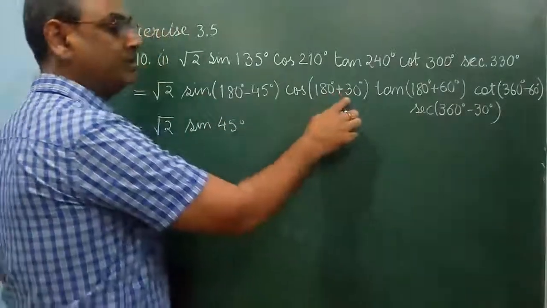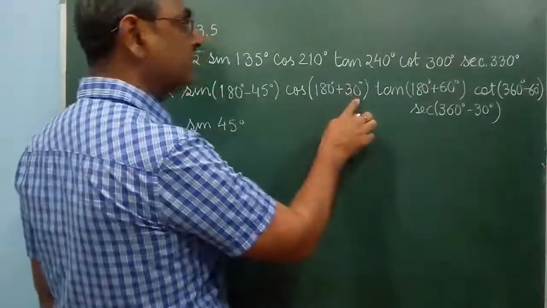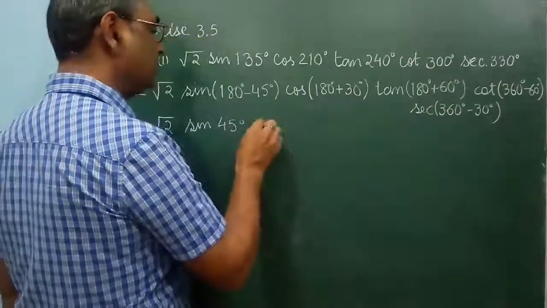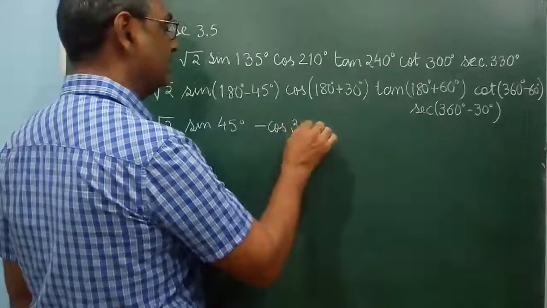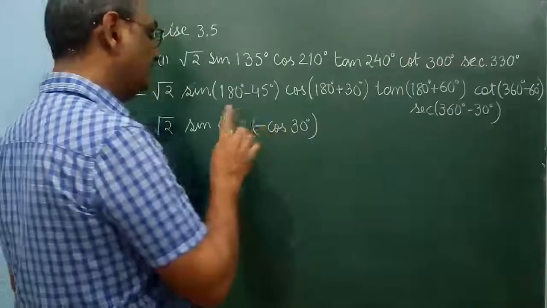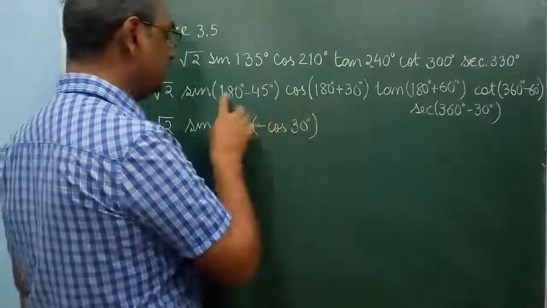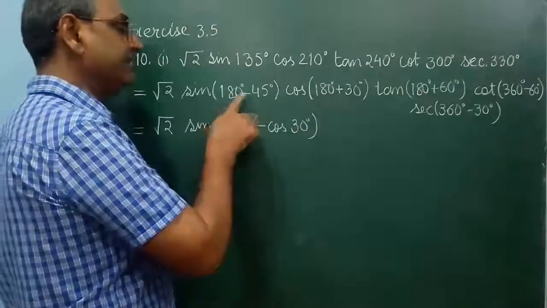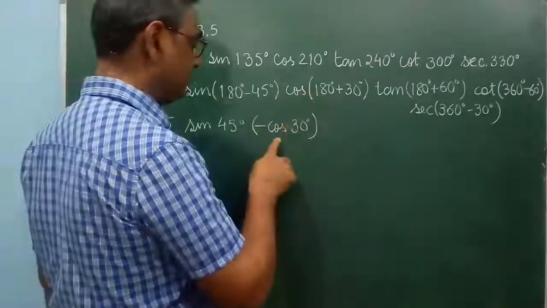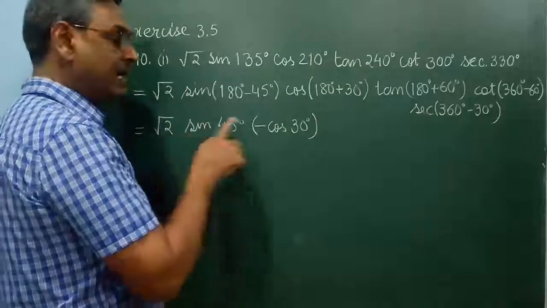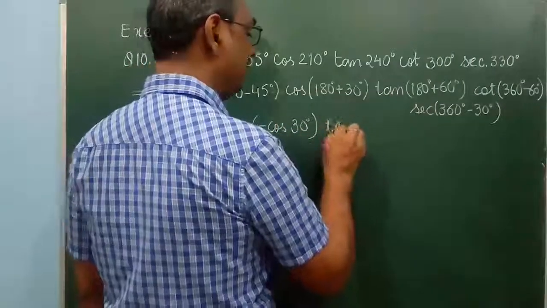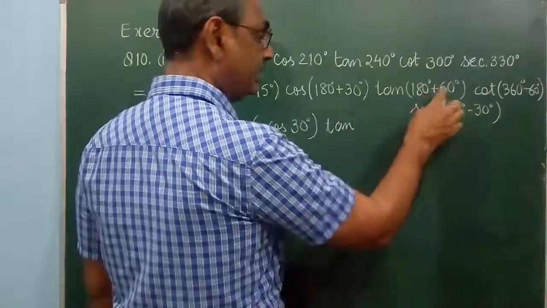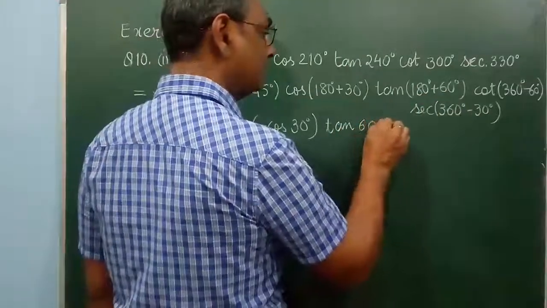This is third quadrant. 180 plus 30 is third quadrant, so this is minus cos 30 degree. There is no change in the trigonometric function when it is 180 minus theta or 180 plus theta. So sine will remain sine, cos will remain cos. This is tan, tan will remain tan. This is third quadrant, so tan will remain positive.